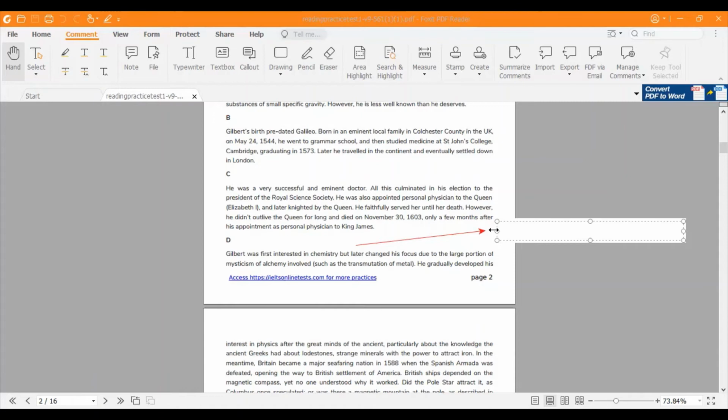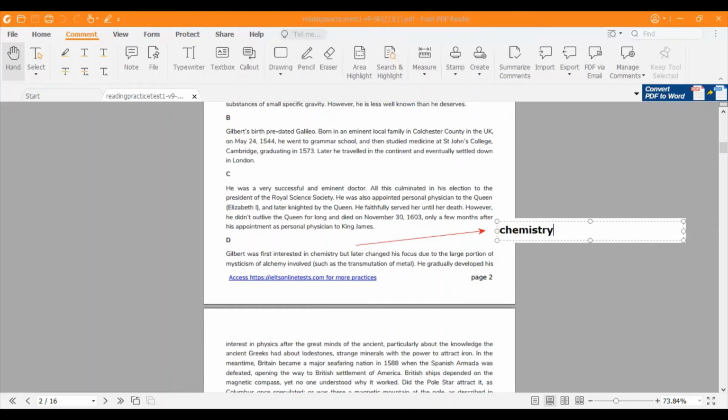Okay, we said like part C, actually the most important word or two words, successful doctor. What about you? His interest in chemistry, right? Yes. Okay, I think chemistry is the most important word here.